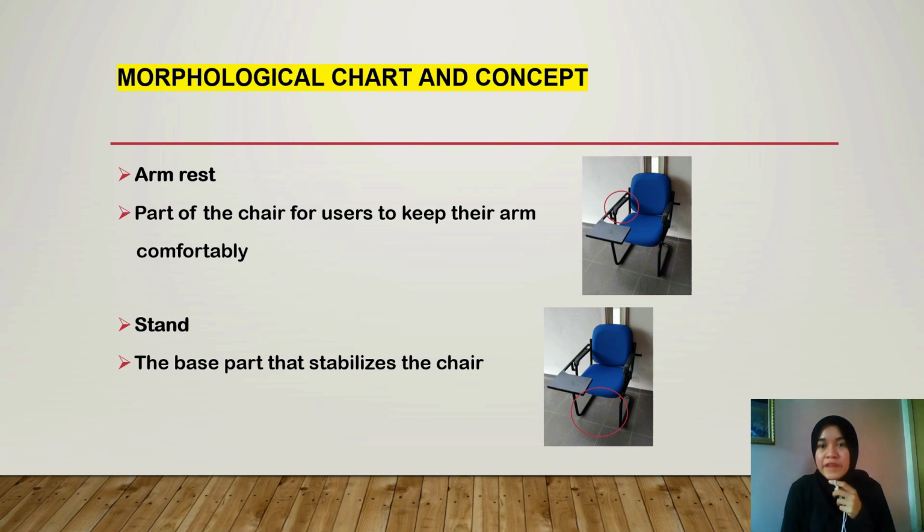Beside that, the concept for the armrest is the part of the chair for the user to keep their arms comfortable. The chair is provided with arms to support the hands and elbows. Then the concept for the stand is the base part that stabilizes the chair. This concept can reduce the risk of cracking the chair stand. The stand is also not easily broken.